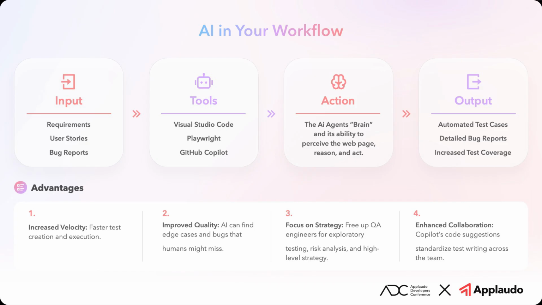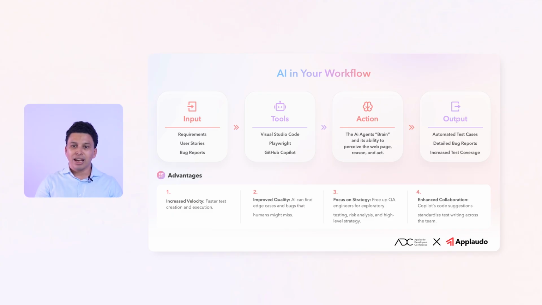We can take this as the steps that we need to follow. In this case, is the input. We need to provide our large language model with a requirement, user story, a bug, or in this case, data or a request. Then we need to have the tools. In this case, we'll be using Visual Studio Code, Playwright, and GitHub Copilot for the demo of today. And we need the part that is going to provide the actions.